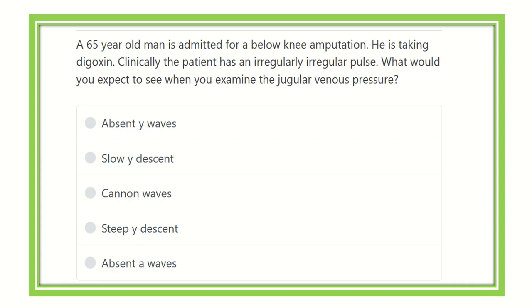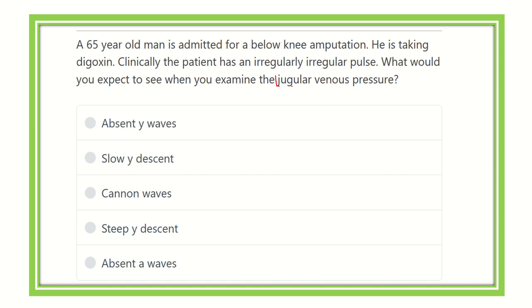This is the physiology portion of the MRCS exam. Here, this is the question. First of all, read the question very carefully. A 65 years old man is admitted for a below knee amputation. That means a patient undergone surgery. He is taking digoxin. Clinically, the patient has an irregular pulse. What would you expect to see when you examine the jugular venous pressure?